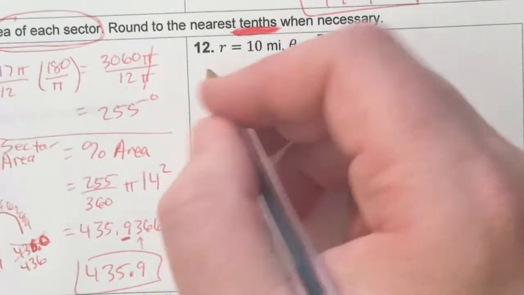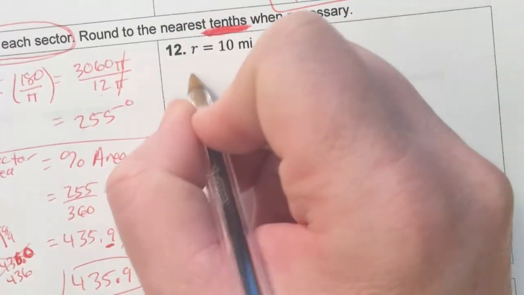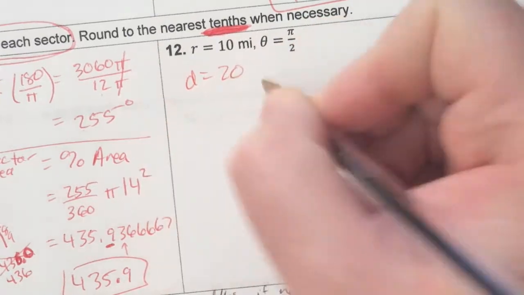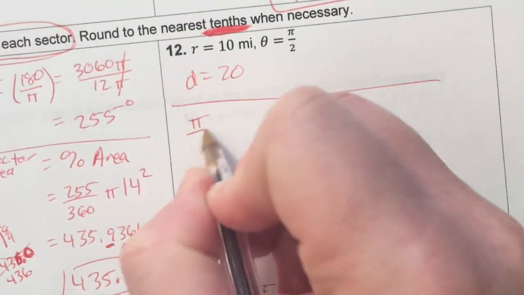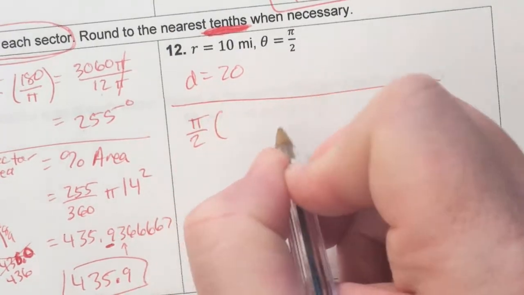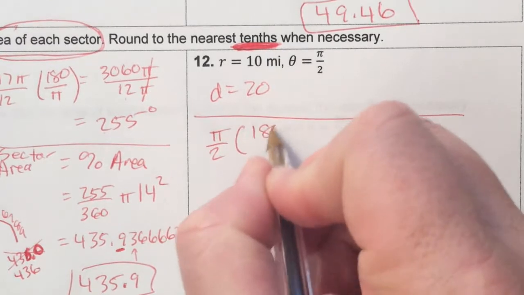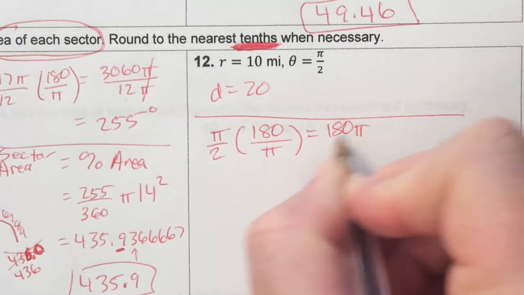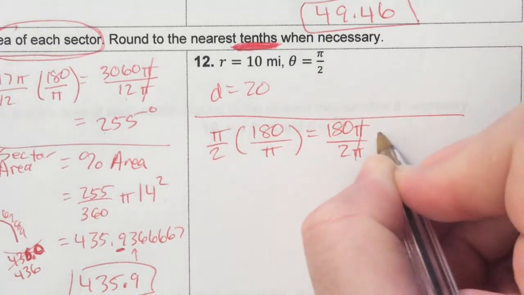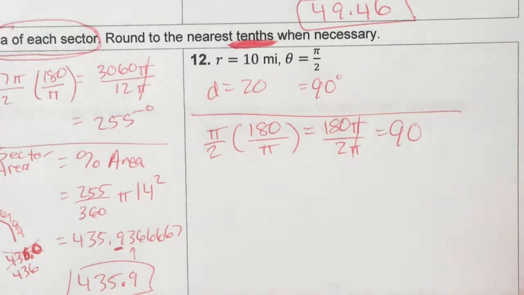All right, number 12. On number 12, we have the radius is 10, so the diameter would have to be 20. We have our angle is pi over 2. We want to change that to degrees. So we want 180 degrees, we want to get rid of pi radians, multiply straight across. The pi's cross out, and you're left with 90 degrees. So this is really 90 degrees.